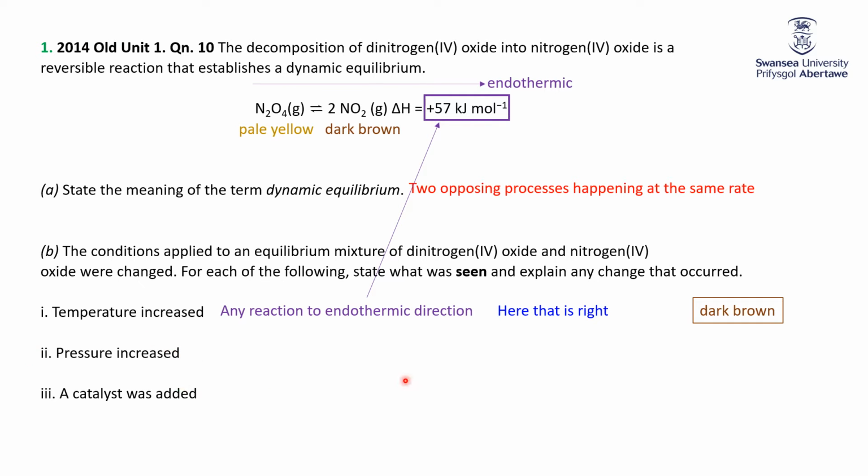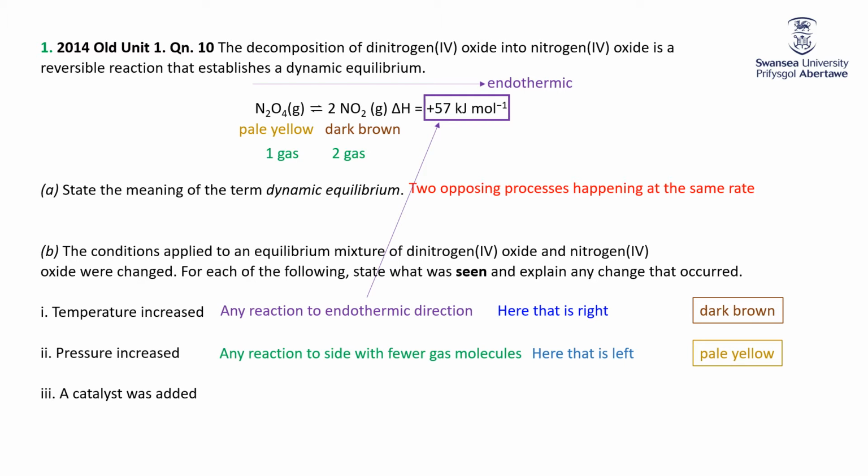And if we increase the pressure, well, any reaction is going to go to the side with fewer gas molecules. We look up here, we have one gas molecule on the left, two gas molecules on the right. So for this particular reaction, this is going to go to the left. As the reaction goes to the left, the dark brown will turn into pale yellow.